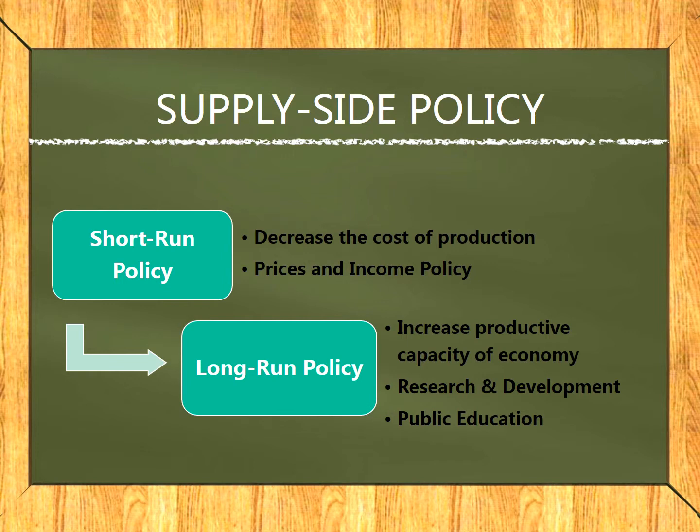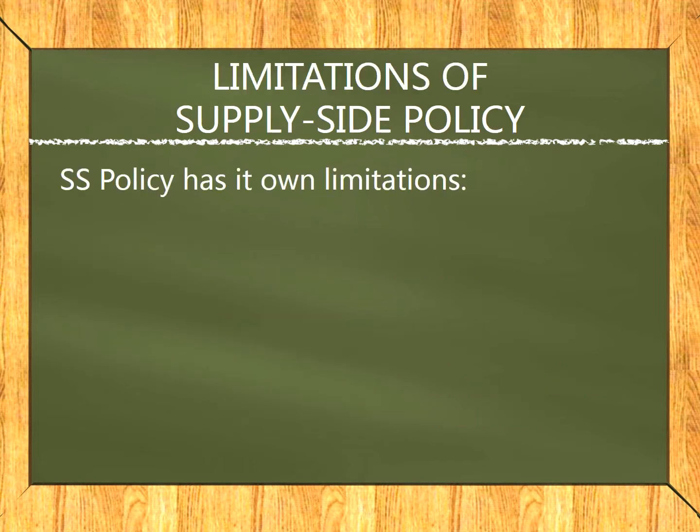On the other hand, long-run supply-side policy will be aimed at increasing the productive capacity of the economy. This includes giving incentives for firms to engage in research and development. For example, using technology to develop high-yield crops that require less land or finding alternative energy sources. As resources are also slowly depleting, we can also engage in public education to educate the public to conserve energy and water resources.